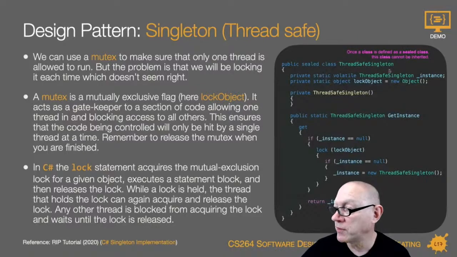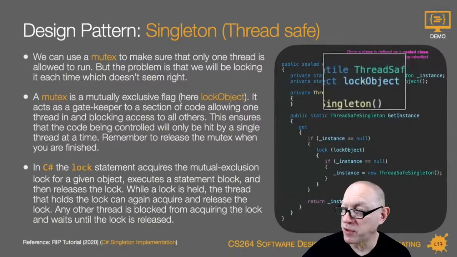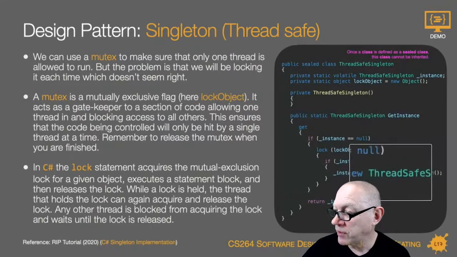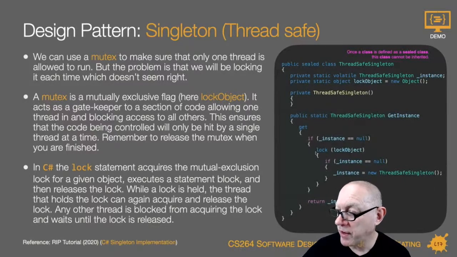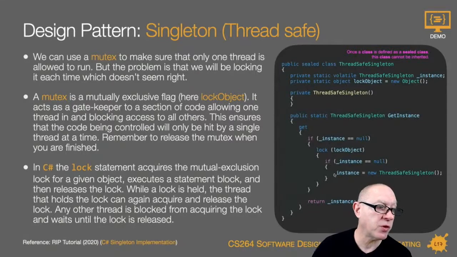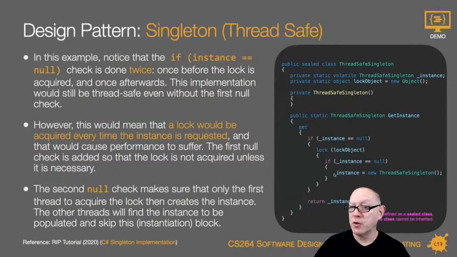This is a thread safe singleton instance, and a lock object, which is just some new object. It doesn't matter what it is, it's just there in order to be able to do some locking. And again, we just create a thread safe singleton. It's the exact same as before, except this time we're locking using this mutex, which is the lock object. So it's not too bad. It actually works quite nicely for a thread safe singleton.